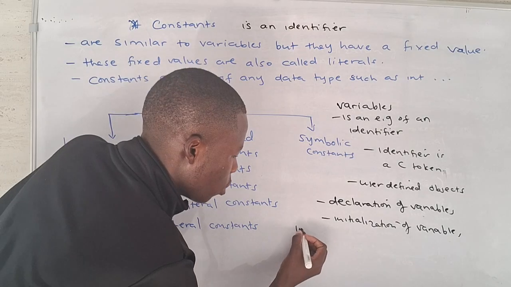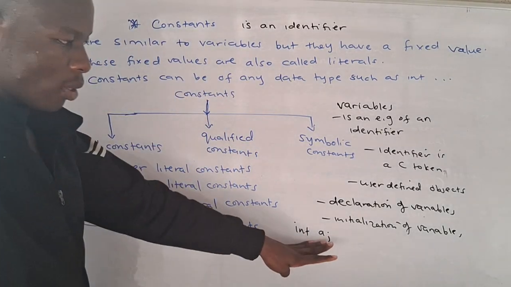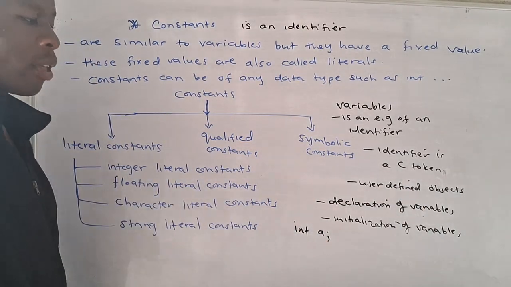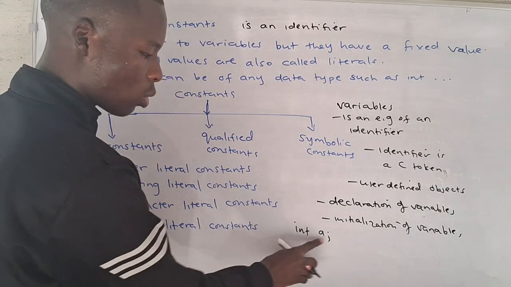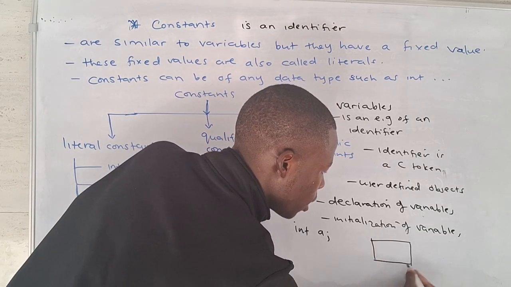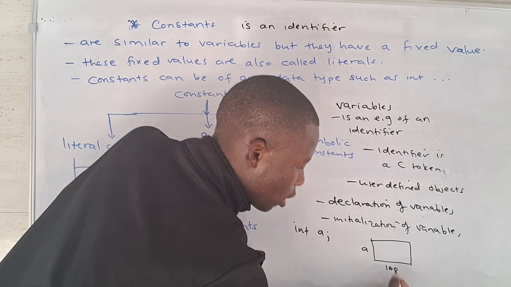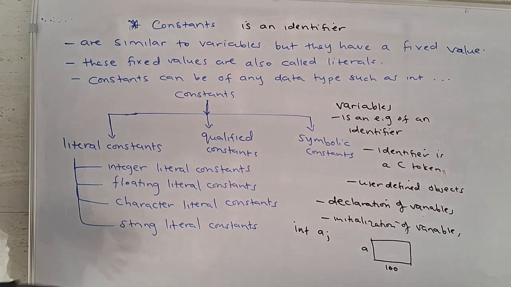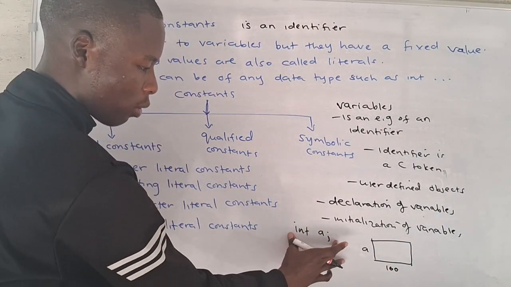Let's say you have written int a semicolon. This is the declaration of a variable called a. This simply means a is going to store an integer. So some space is going to be allocated in the computer for the variable a. Suppose the memory address is 100. This block is coming from the declaration of the variable a.